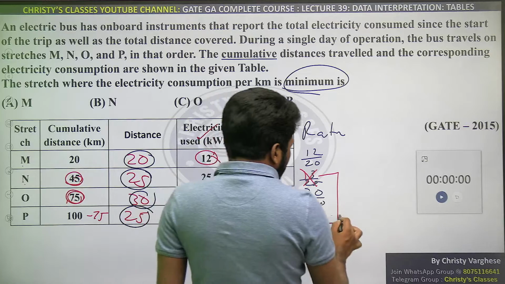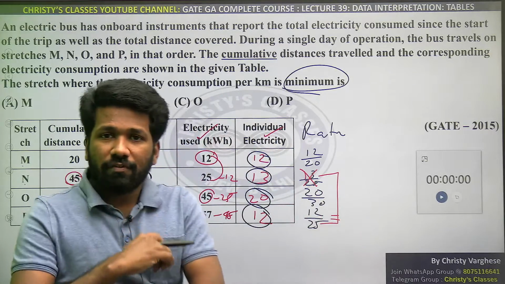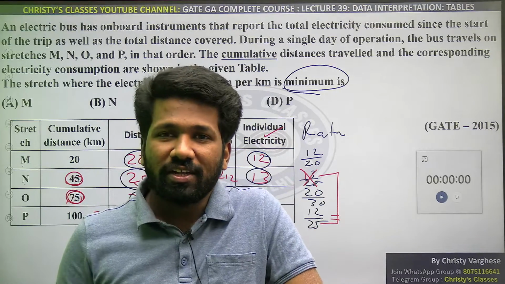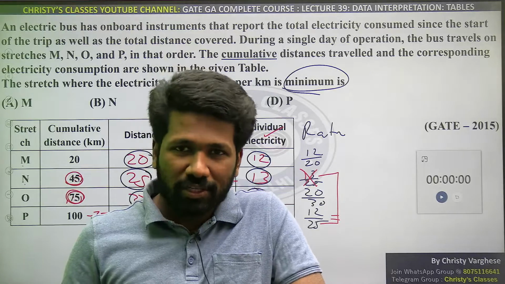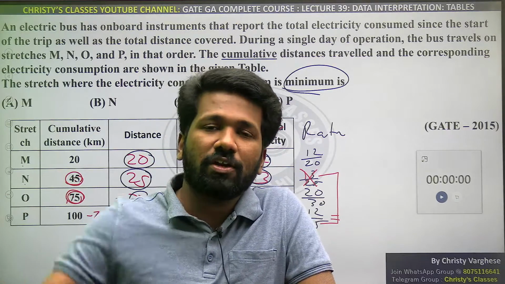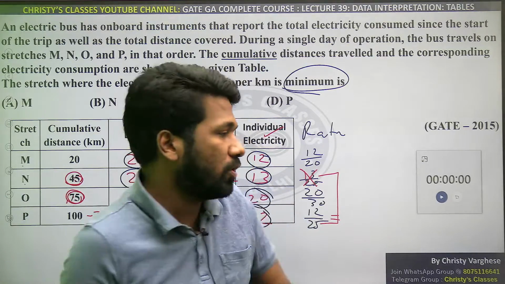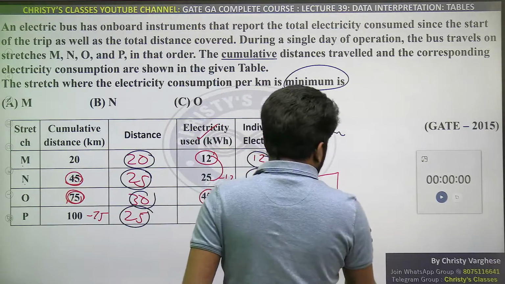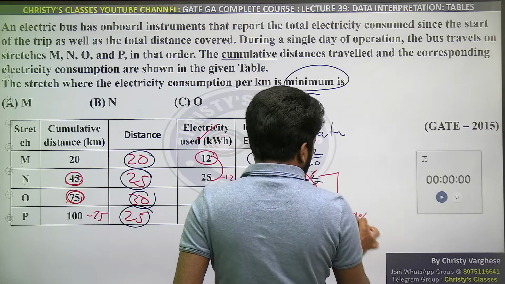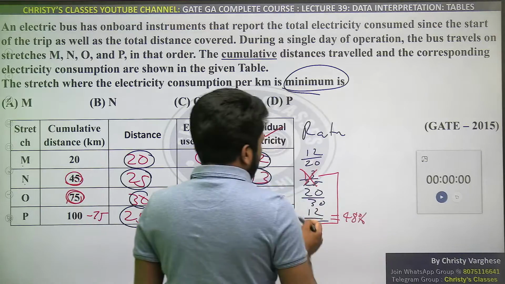Now what is the meaning of 12 by 25? 12 out of 25, so 24 out of 50. That is 48 out of 100. When you see that itself, you should understand that 4 times 25 is 100, so 4 times 12 is 48, so this is 48%. You can say that easily when you look at it.